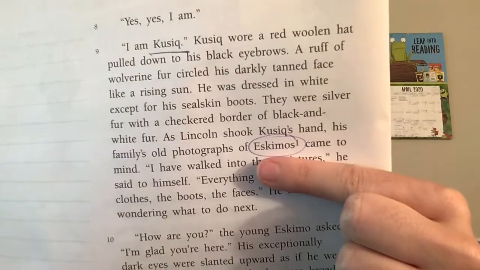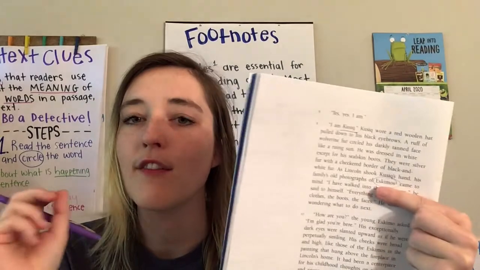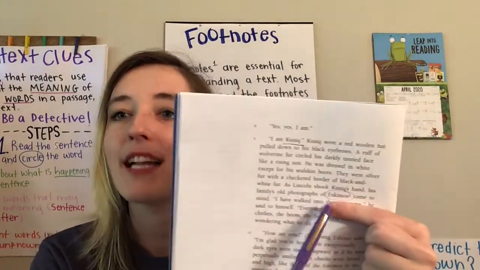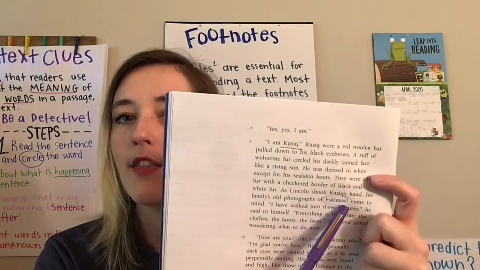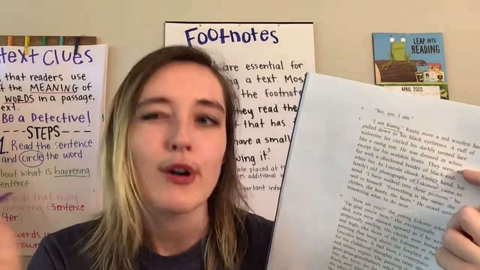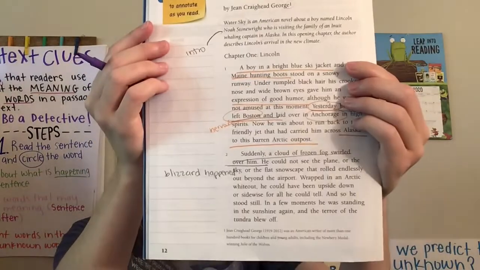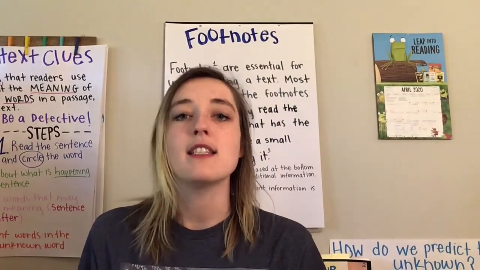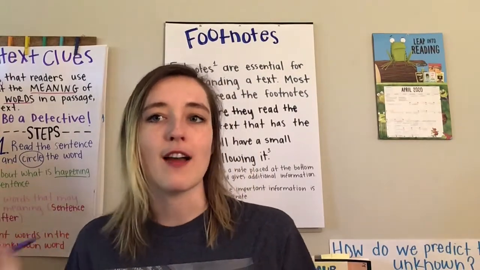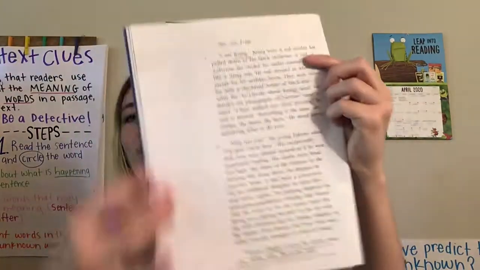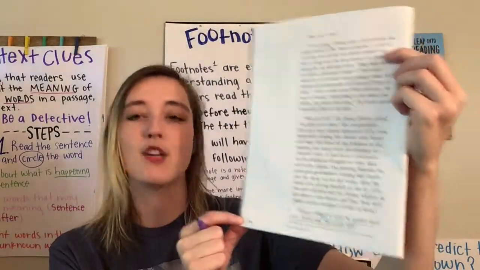This word says Eskimo. Before I even read the footnote, I think the information is going to be about Eskimos, because that's the word that the superscript is attached to. So the word is Eskimos. I circled it. The superscript is right here. Notice how it's also number 1, so it's not similar to number 1 on this page. What I think the author did was assign a different number on every single page rather than going 1, 2, 3, 4, 5, 6. There's only one footnote on this page, so it's only going to be the one footnote for page 14.